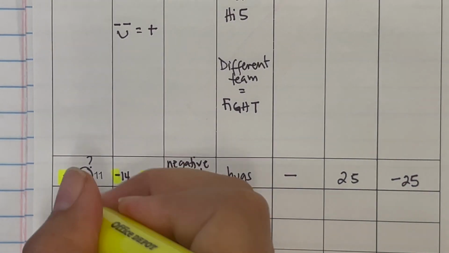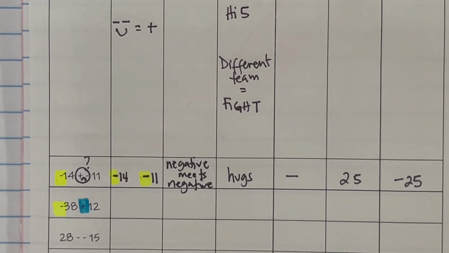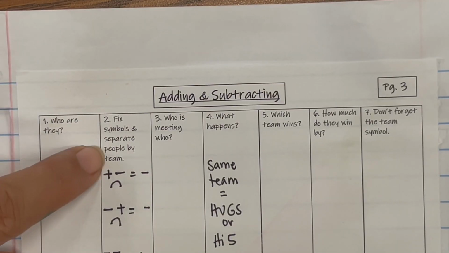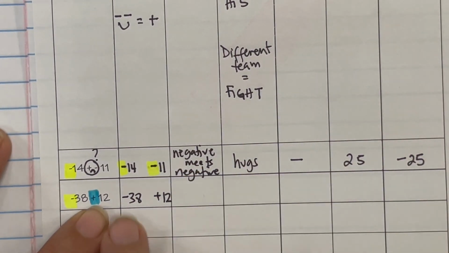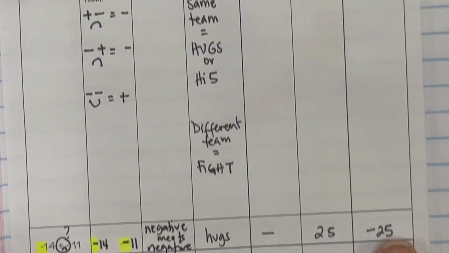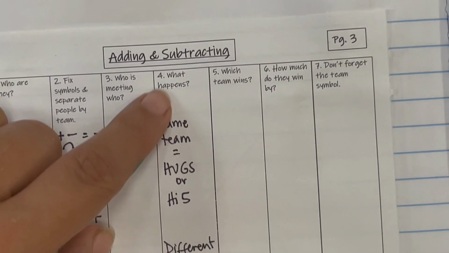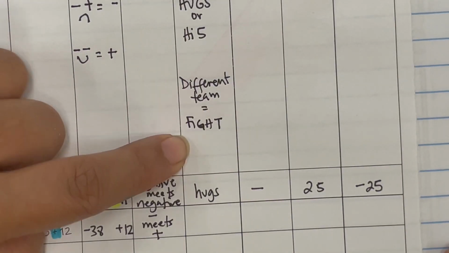Who are they? I have negatives. I'm meeting positives. Okay, so go ahead and separate them. There's nothing to fix in terms of symbols. So just rewrite it separate. All right, so we have negatives meeting positives. So what happens when different team members meet? They're going to fight.